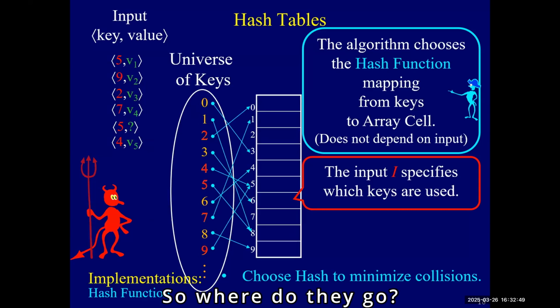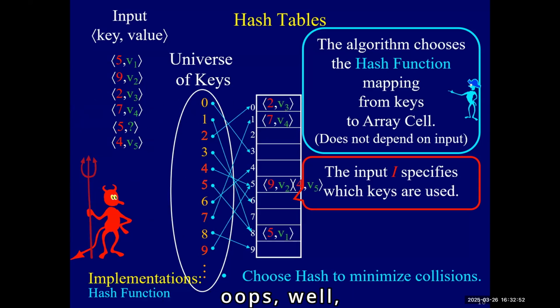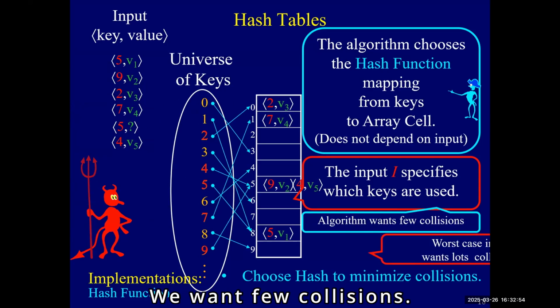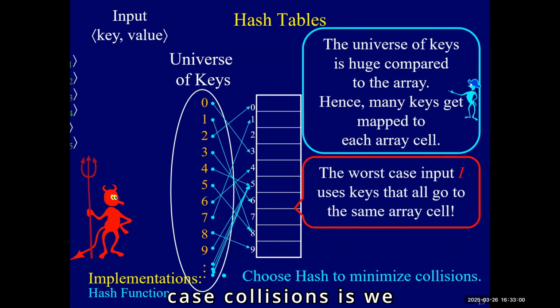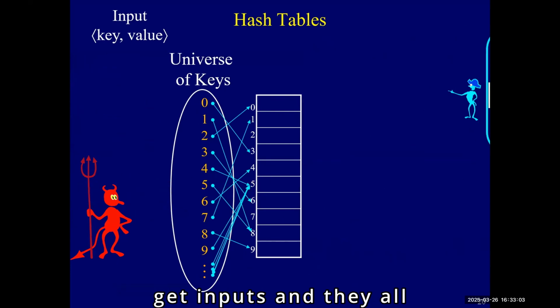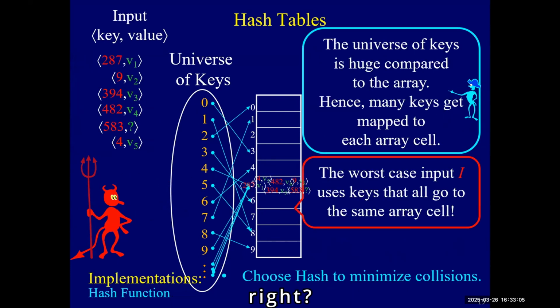So where do they go? Well, some collisions. We want few collisions. Oh, but worst case collisions. What are the worst case collisions? We get inputs and they all go to the same cell. So if we want our algorithm to work well on every input, then how do we prove it works well on every input? We get an adversary to give us the worst case input. And what is the worst case input? They all go to the same place.